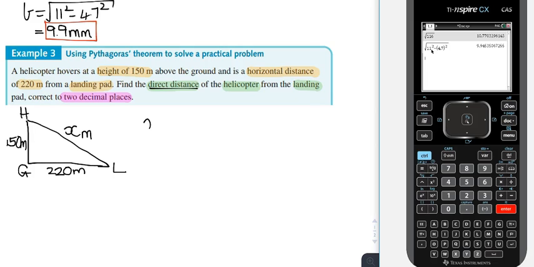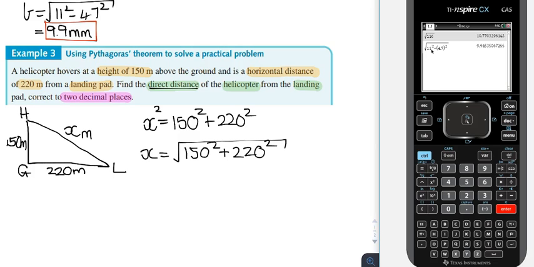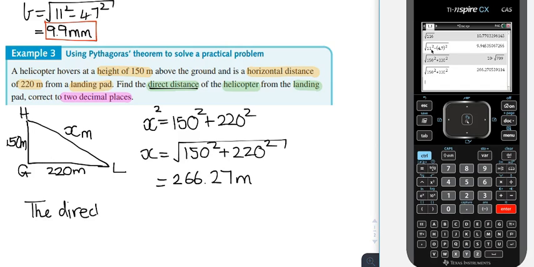So again, solve it like normal. So write out your formula, x squared is equal to a squared plus b squared. I'm actually just straight substituting in, so if you can, you don't actually have to write that formula, you can just straight substitute. Take the square root of both sides, and then that's what I'm going to put into my calculator. That is a solution to 2 decimal places, so I get 266.17, and that's meters.